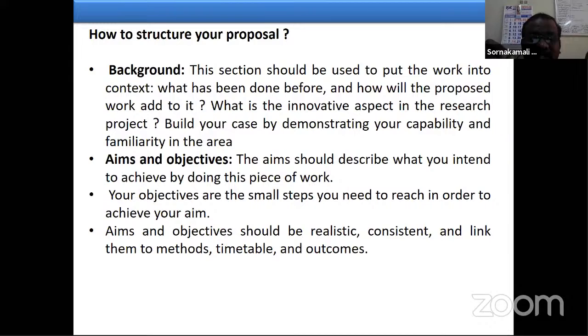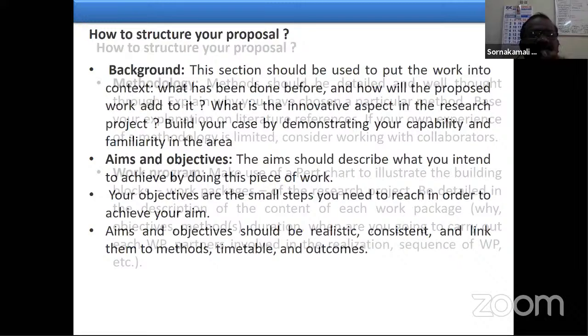Then aims and objectives. Always have a clear-cut aim. Then we have to write the objectives in bullet points. Each and every objective should have a connection and correlation among them to achieve the aim. The aim and objectives should be realistic and consistent, and must be completed within a time frame, with suitable outcomes.